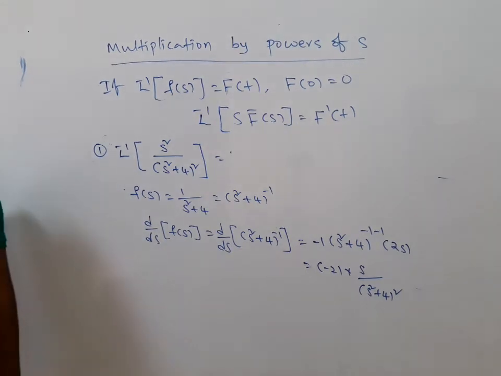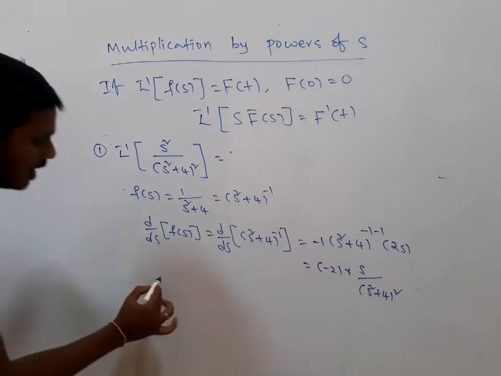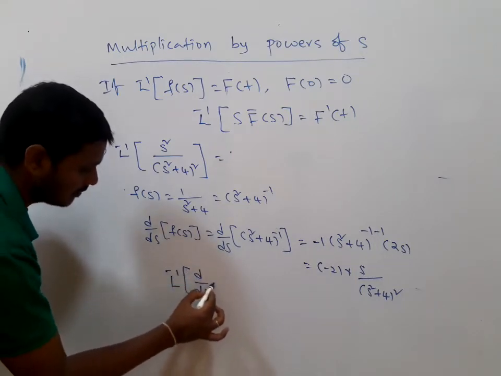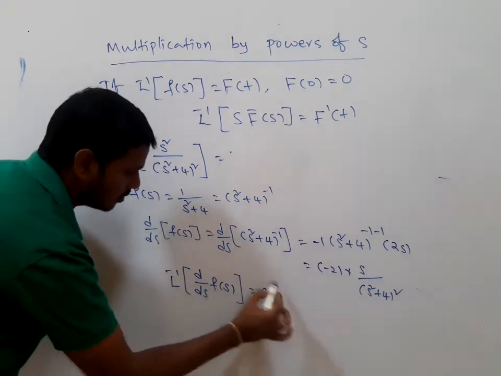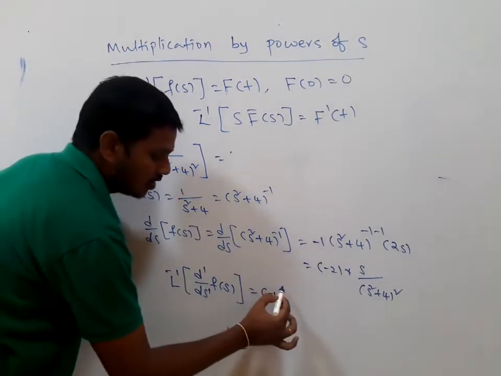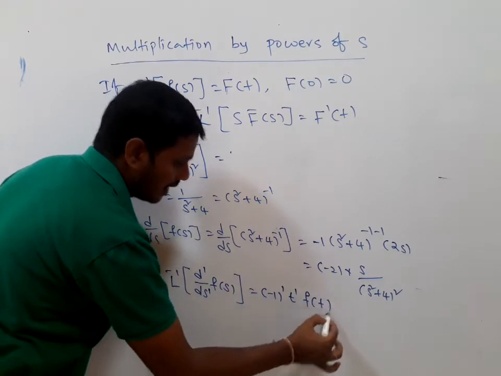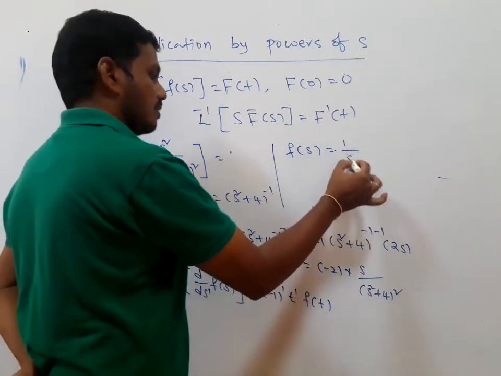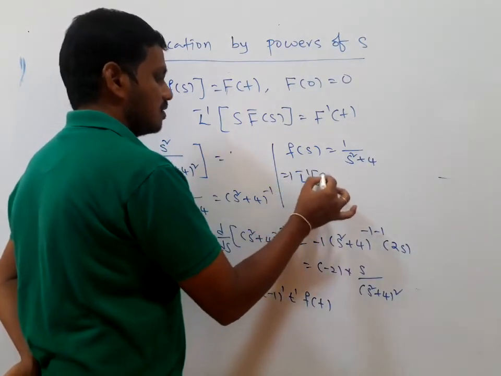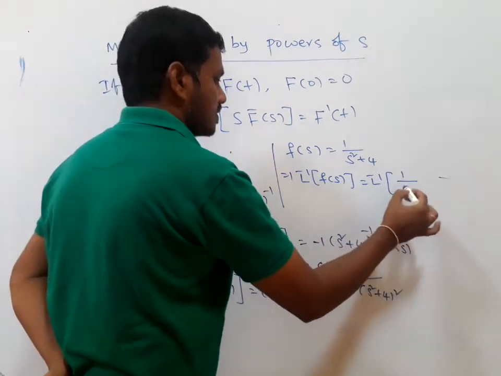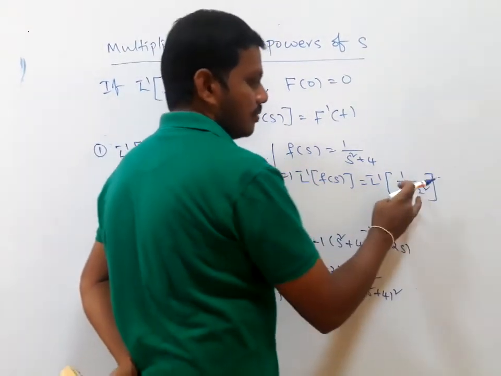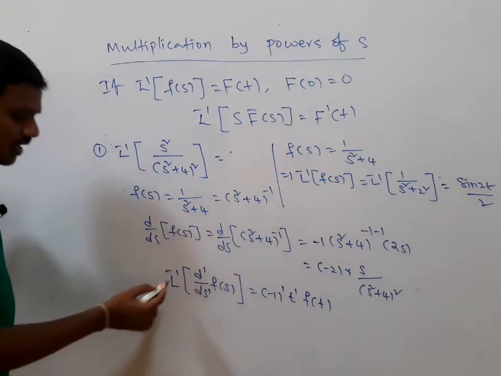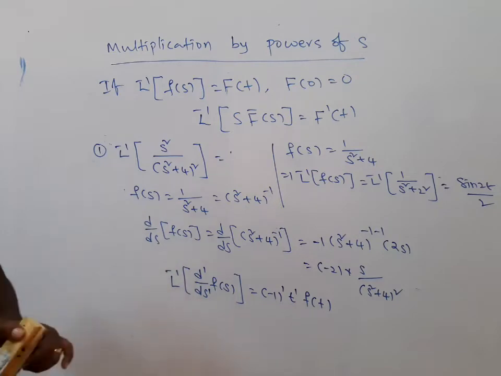Now we have the transformation of the derivatives theorem here. Now I am going to apply this: L inverse of d by ds of F of s is equal to minus 1 to the power of 1, t to the power of 1, f of t. Since F of s is equal to 1 by s square plus 4, L inverse of F of s is L inverse of 1 divided by s square plus 2 square. This is the same as a divided by s square plus a square form, that is sin 2t divided by 2, so f of t is sin 2t by 2.